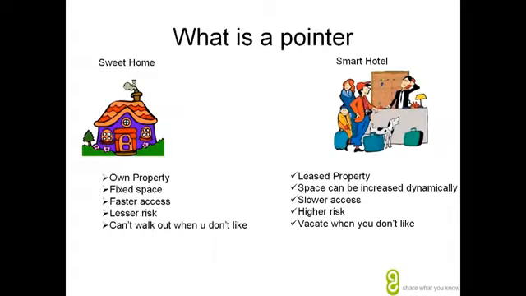The same comparison exists between an array and a pointer. The array is a fixed size. It's your own property. You have faster access. It's lesser risk because the chance of error is pretty low. But you can't walk out when you don't need it; you can't increase or decrease its size.